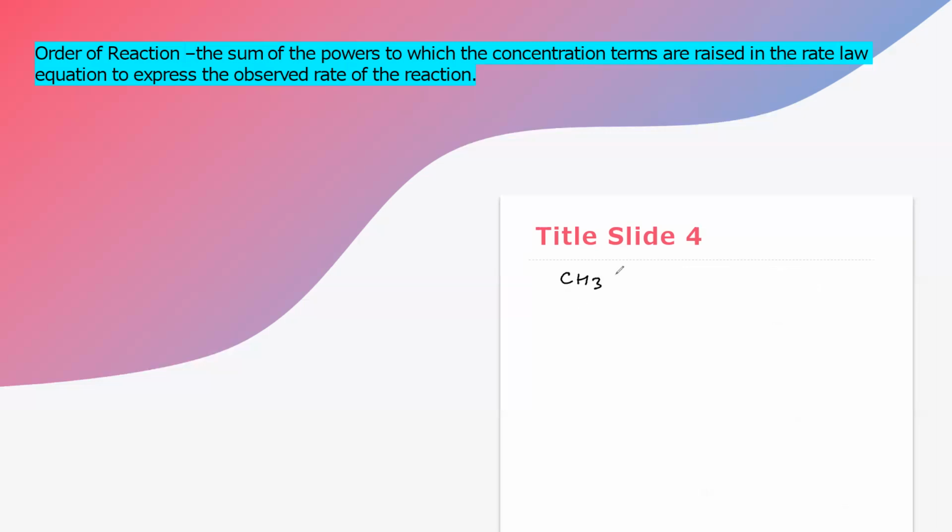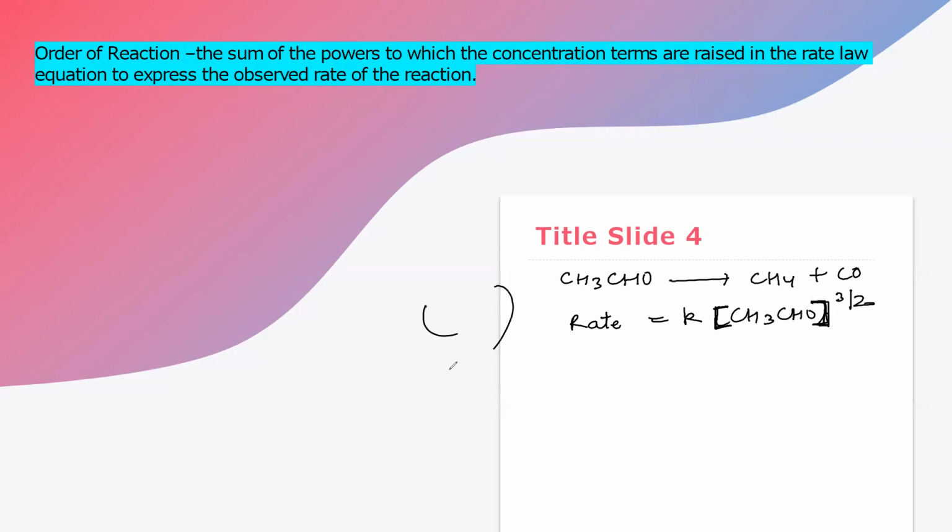Suppose let us take this aldehyde reacting to form methane plus carbon monoxide. So here the rate is equal to K, molar concentration of the reactant raised to the power 3/2. So the molar concentration is always expressed in square brackets. Don't use these kind of parentheses, okay? You need to use the square brackets. Now the order would be 3/2, correct? So this is a fractional order.